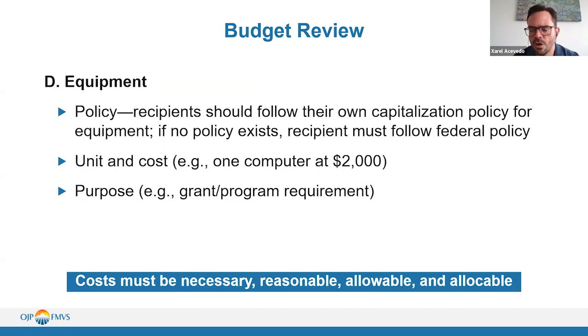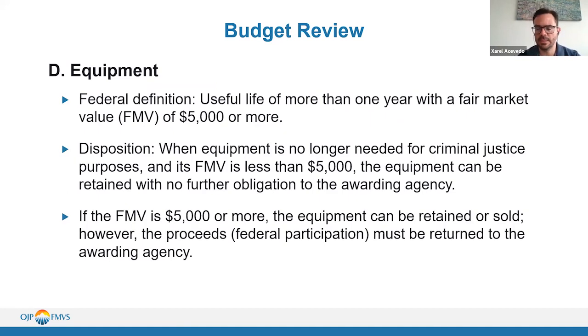The unit and cost. You should detail what it is and how much it costs. In this example, we say you're going to have one computer that costs $2,000, okay? And then what is it going to be used for? Okay, that's the purpose. How do we tie it to the actual program? How does it serve the program? Okay. All right. So we keep talking about budget.